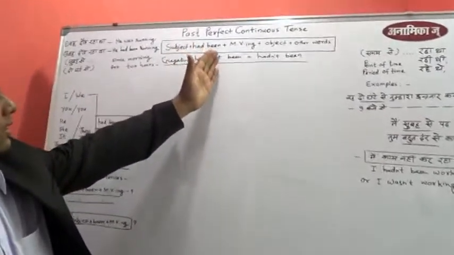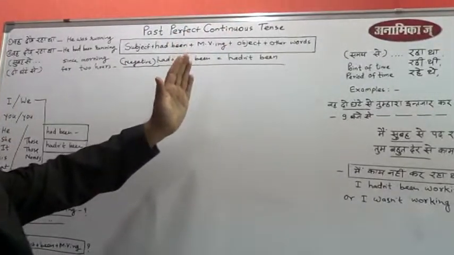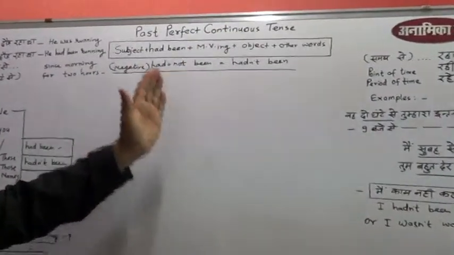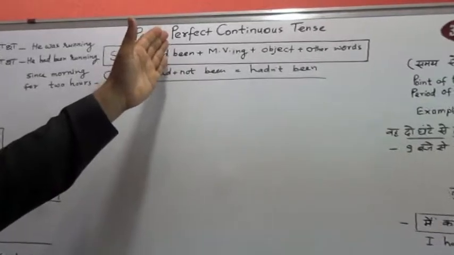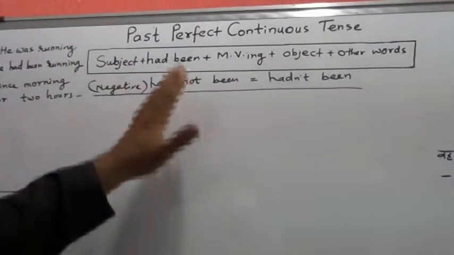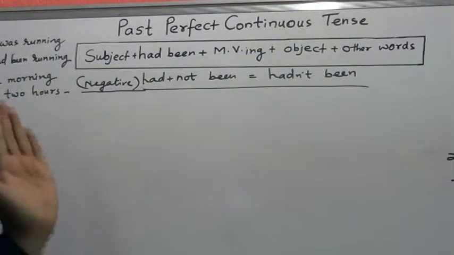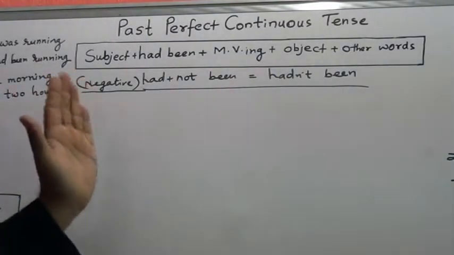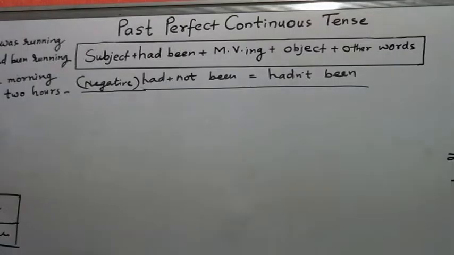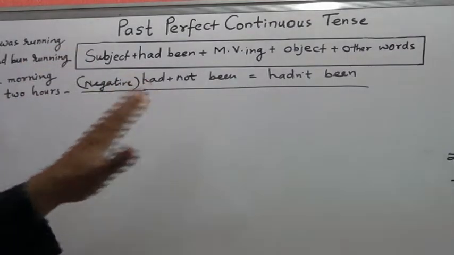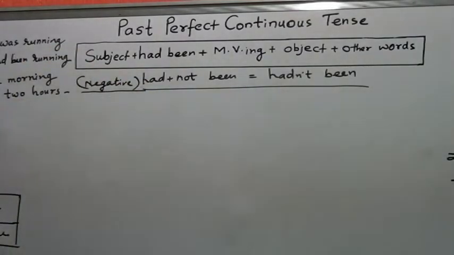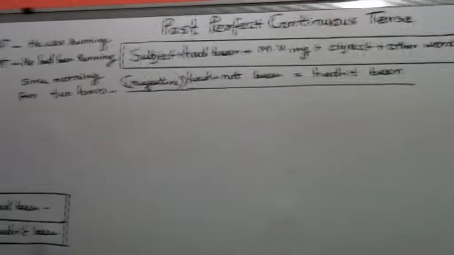As you can see, continuous is there in this tense, perfect is there. So first we will try to find out the difference between past continuous and past perfect continuous, so that it becomes clear why we need past perfect continuous tense. So let's have a look at an example.